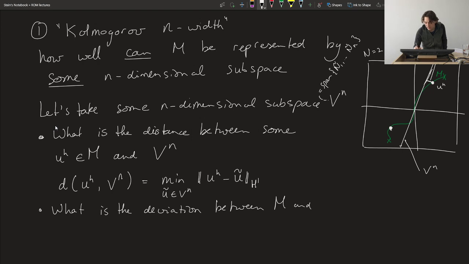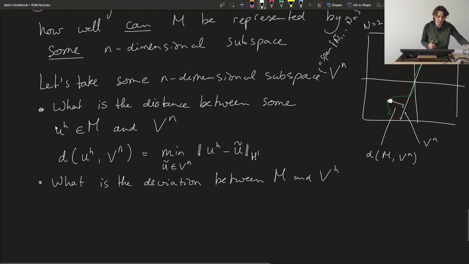Between M and V. How far is the subspace away from the manifold in a global sense? Well, that is pretty straightforwardly defined as the largest possible distance. And again, this is why I was unhappy with my choice of point earlier, because that might actually be exactly that point. So this distance, that is what we might call the deviation for this choice of subspace. So that's what I'm going to call d of M and Vn. That's the distance of the complete manifold with respect to my subspace.